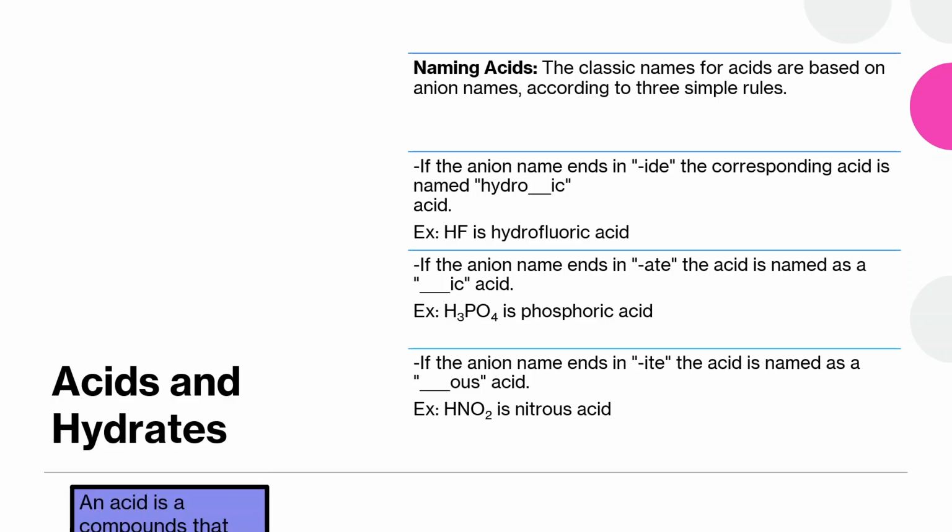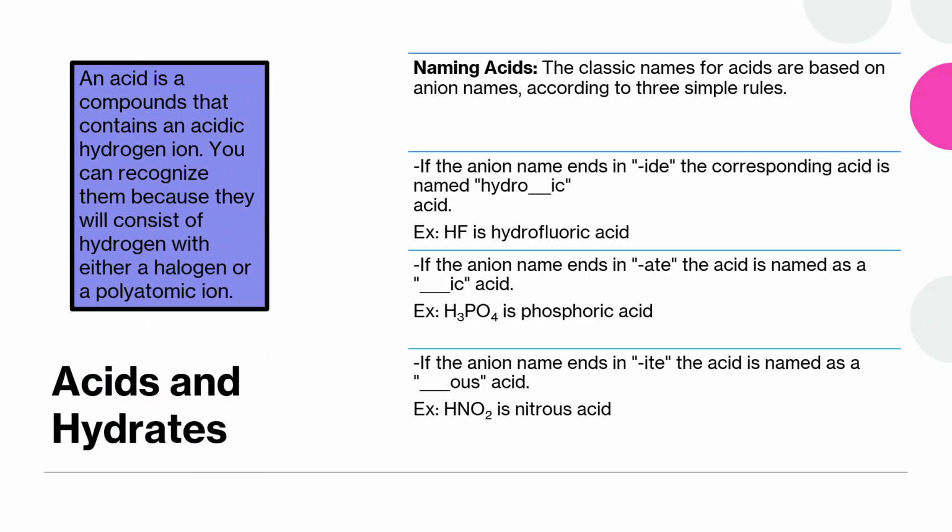So acids you can recognize because they contain an acidic hydrogen ion. So they're always going to have hydrogen in them, and they're either going to be with a halogen, which is group 17 in your periodic table. So that's like chlorine, fluorine, bromine, those elements there. Or it's going to be a hydrogen paired with one of the polyatomic ions from your polyatomic ion chart. So the name for an acid is based on the anion, so that's the halogen or the polyatomic ion, whatever the ending is of that name.